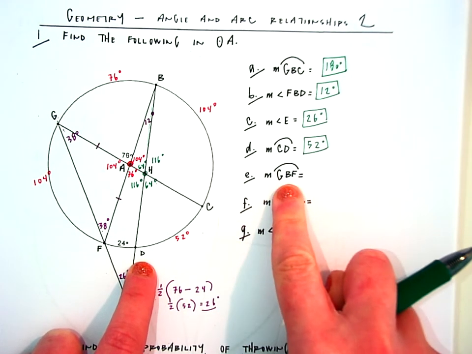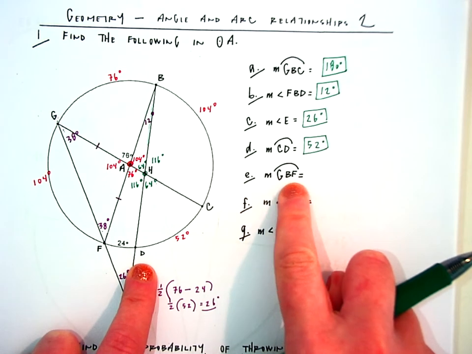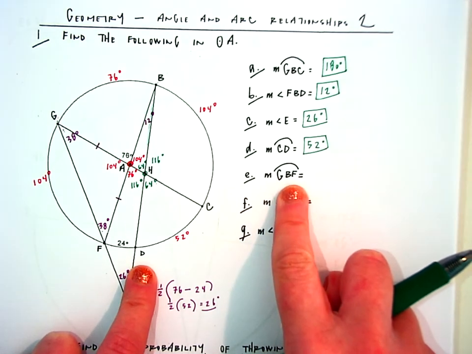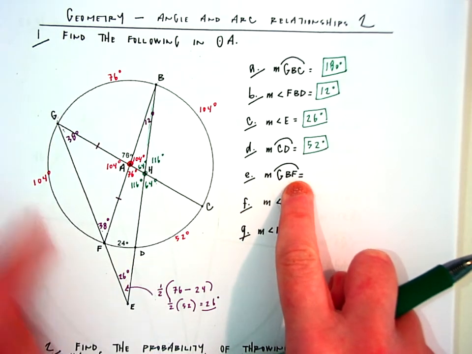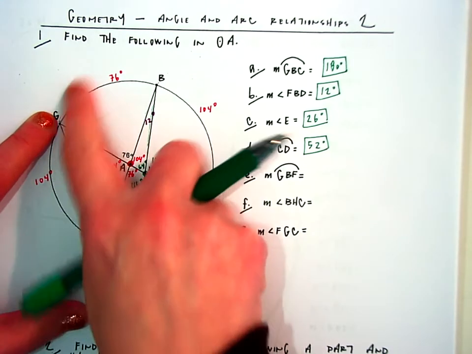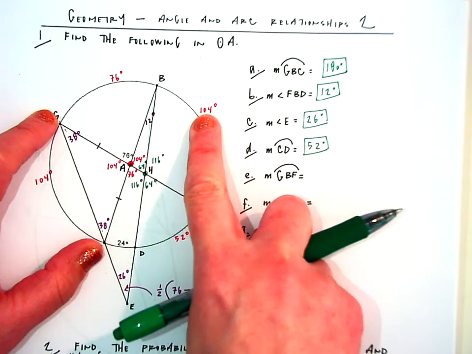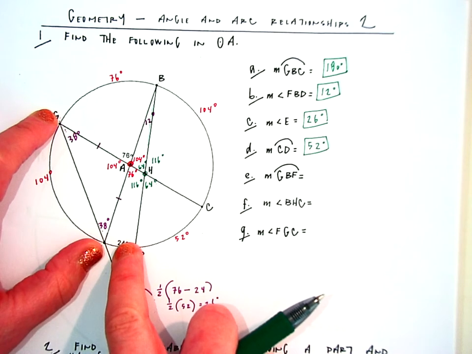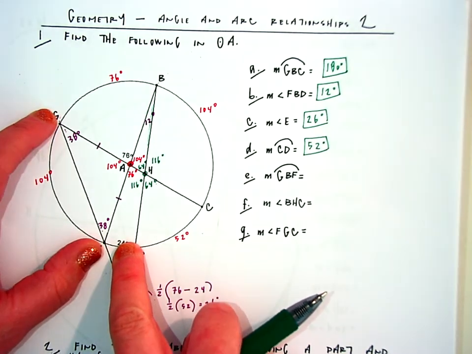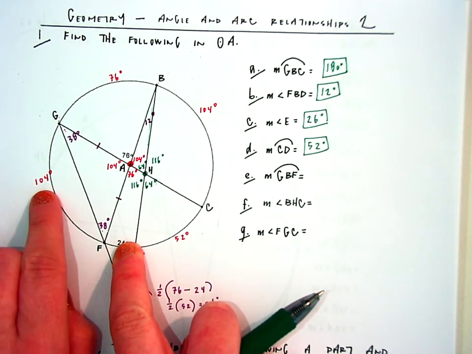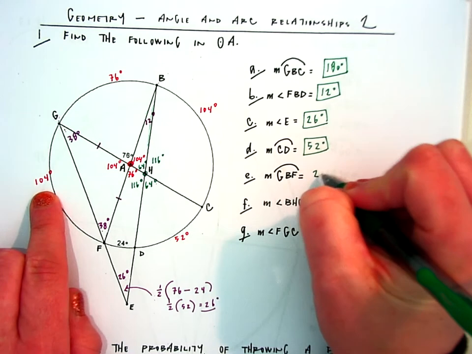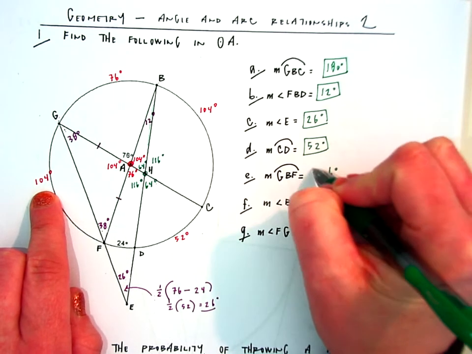Okay, GBF, so that tells me it's a major arc or a semicircle. So I need to look at the endpoints, G and F, here, here, and I'm going the long way. So I could either add up the 76, 104, 52, and 24, or I could do 360, subtract that 104. Either way, I should get to 256 degrees.